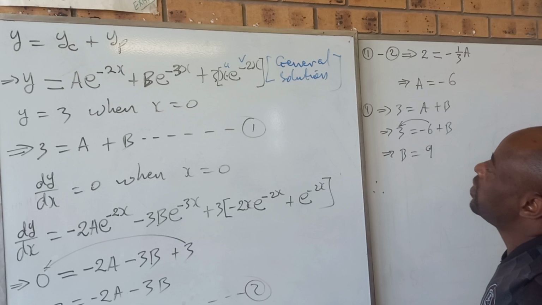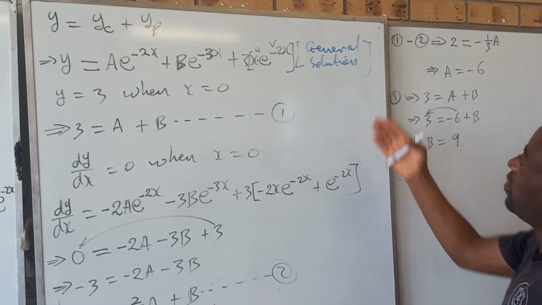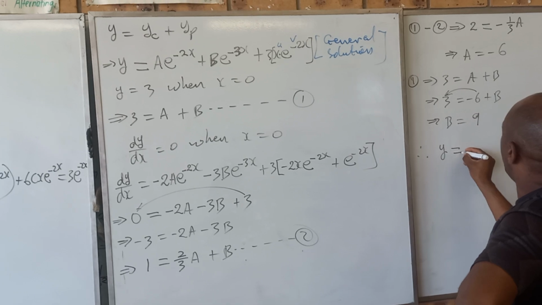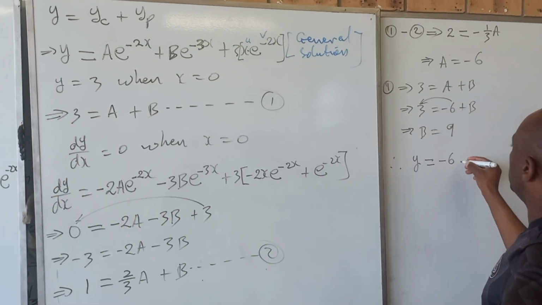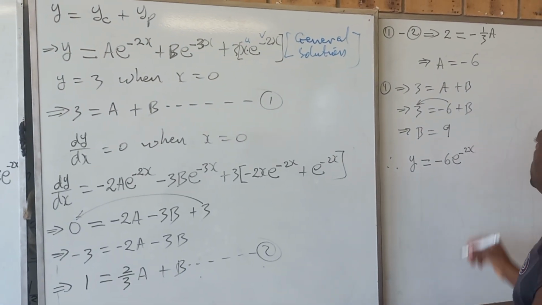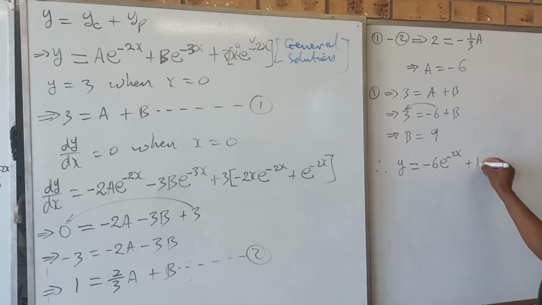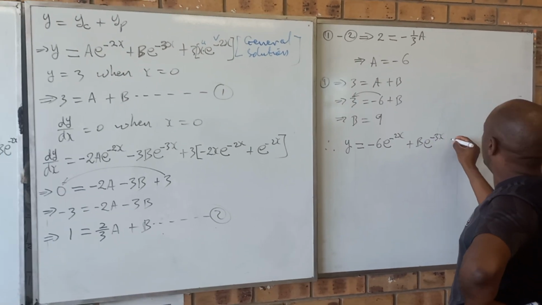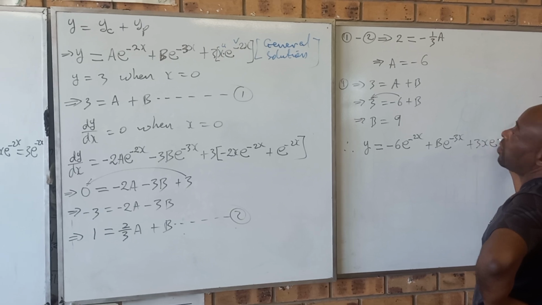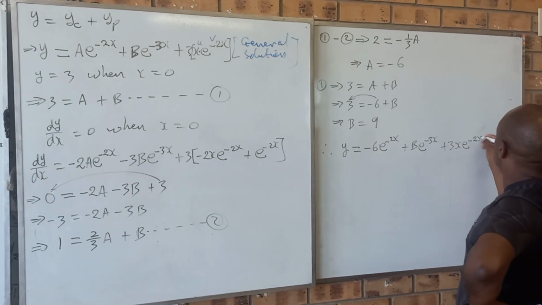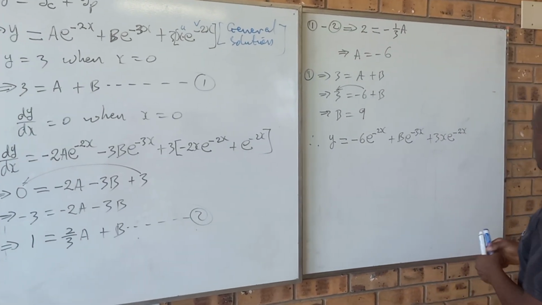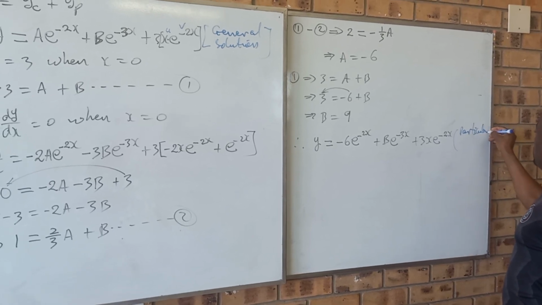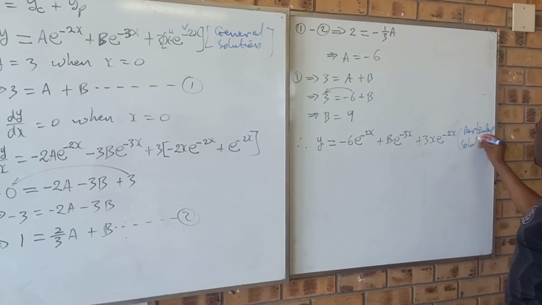So therefore, to get a particular solution, we will copy the general solution, replacing a by negative 6, e to the power negative 2x, b by positive 9, e to the power negative 3x, plus 3x e to the power negative 2x. This is our particular solution.